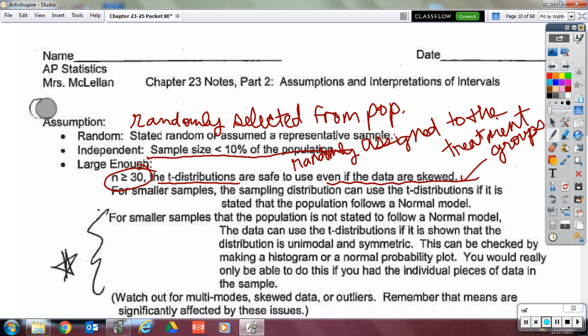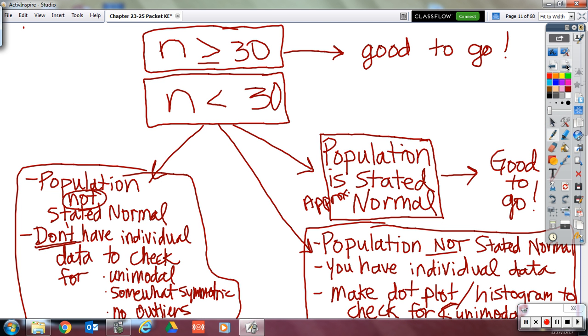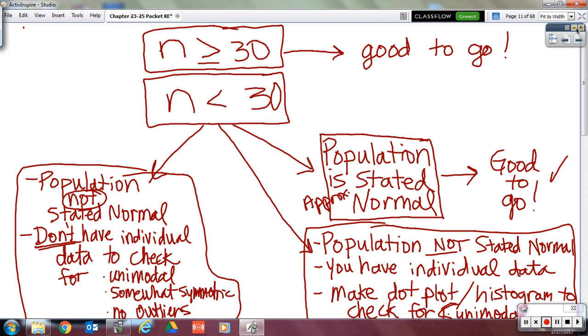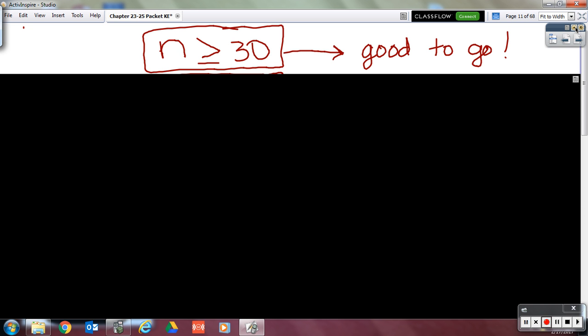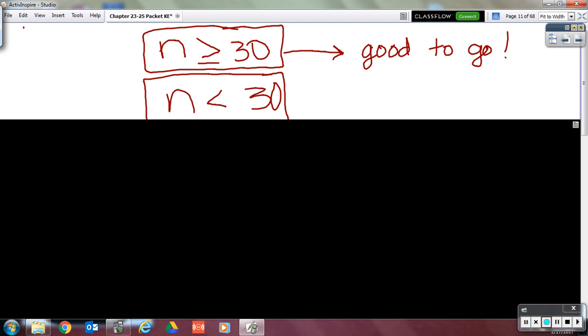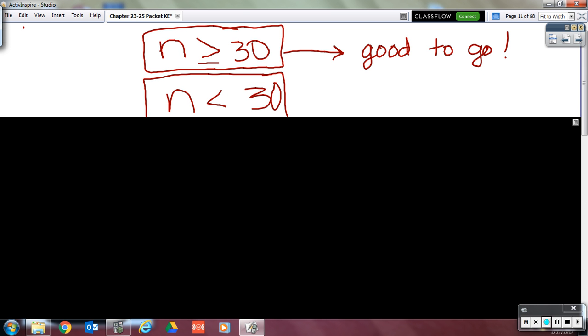Now, I have kind of a flow chart to better display this information that's right here in this paragraph. So I'm going to show you the flow chart, but you don't have to write it down because it's in this paragraph. But here, let's take a look at this. All right. So first thing, if n is greater than 30, then we're good to go, and the nearly normal model applies. Good? All right.